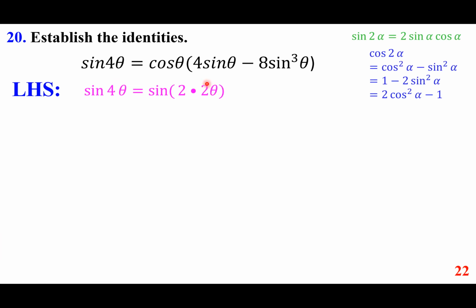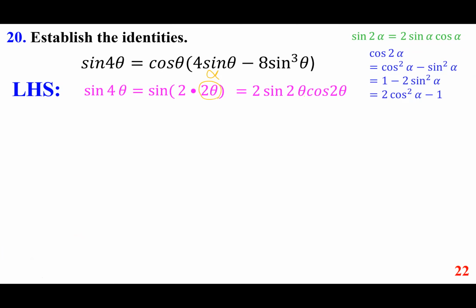So assuming this is x, if it was sine 2x, or assuming it's alpha, 2 sine alpha, cosine alpha. So assume this is alpha, sine of 2 alpha. So 2 sine alpha, cosine alpha. Again, let's just assume this is alpha. And you see 2 sine 2 theta, cosine 2 theta.